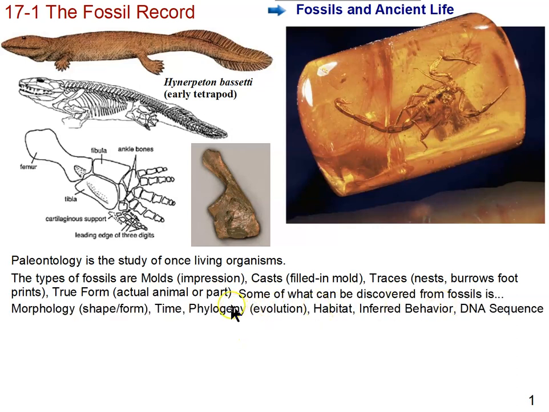Another true form example would be this scorpion in amber. Amber is tree sap that encases an animal that might be on the bark of the tree, so the animal will be on the bark and a big glob of sap will engulf it and encase it. And that sap then will turn into amber. It fossilizes into amber.